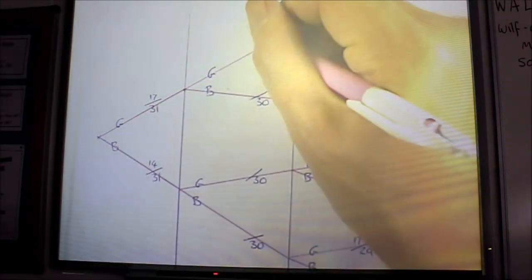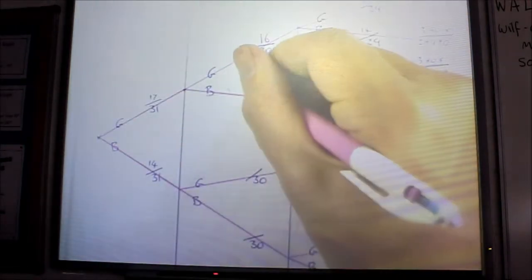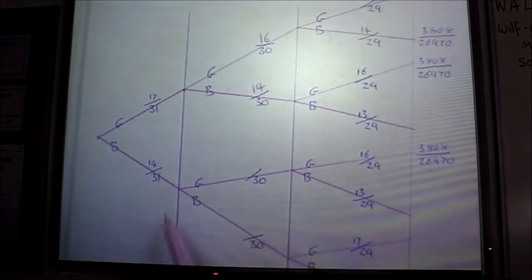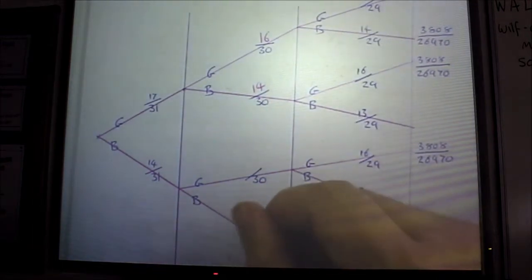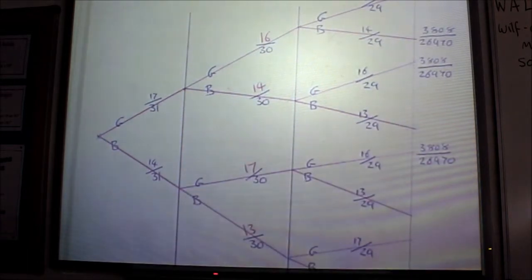Well, that's going to be 16 girls left. If he takes a girl out, how many boys are going to be left? Well, it's going to be the same as 14. This one here, if he takes a boy out first, how many boys are going to be left? 13. And if he takes a boy out first, there's still going to be 17 girls there.